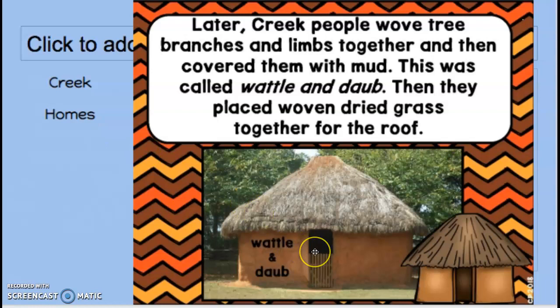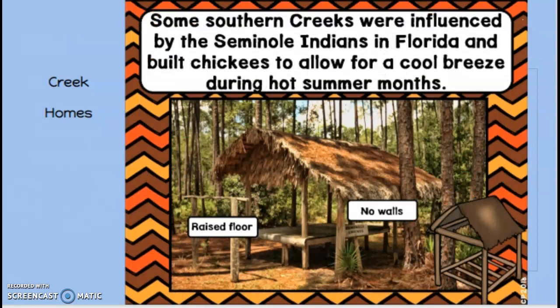This is a type of home the Creek built, very similar to what we just saw. They're both called wattle and daub. They have wooden posts covered by wood, and the roof is covered up by dried grass as well. So this is a type of home that the Creek and Cherokee would have lived in whenever it was colder months. And if they lived where it was warmer months, they lived in a house that looked like this.